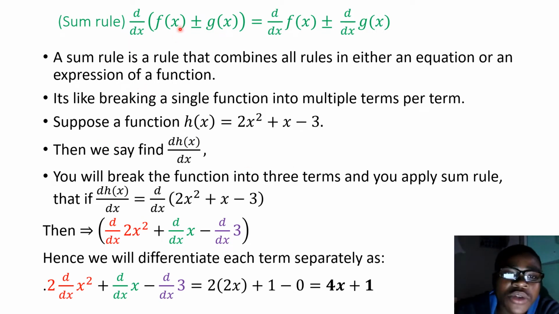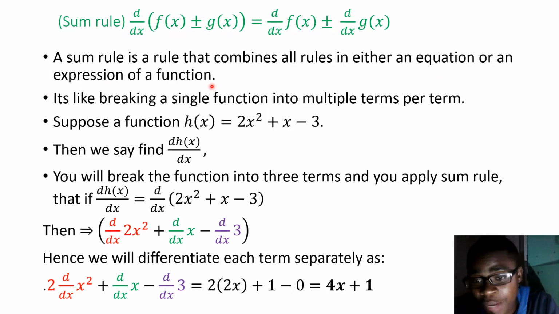Now, we're looking at one of the most important rules as well, which is the sum rule. This one is called the sum rule. Remember, sum rule does not necessarily mean it will always be a plus sign. Hence, we put a plus or a minus. The sum rule is a rule that combines all rules in either an equation or expression, which means all the other rules that we've been talking about can be combined in the sum rule, because the sum rule encompasses all.